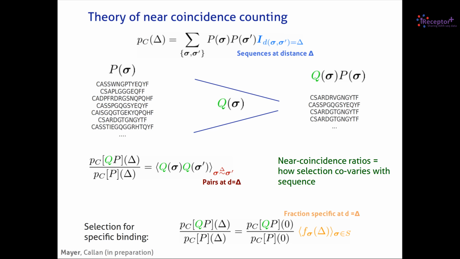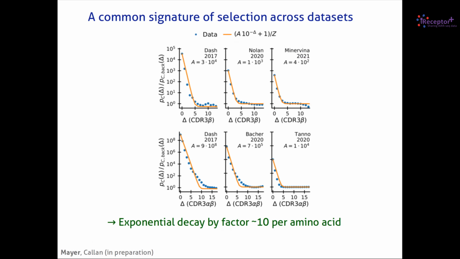And so applying this now to the experimental data, plotting this ratio of the coincidence frequency within specific data relative to a background, what we find is a remarkably common signature of selection across a multitude of data sets where epitope-specific cells are defined in different ways. For example, in the DASH data, this is something where tetramer sorting has been used.